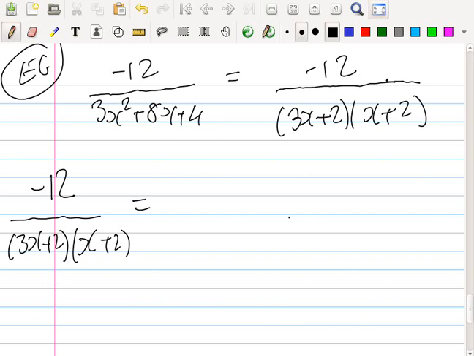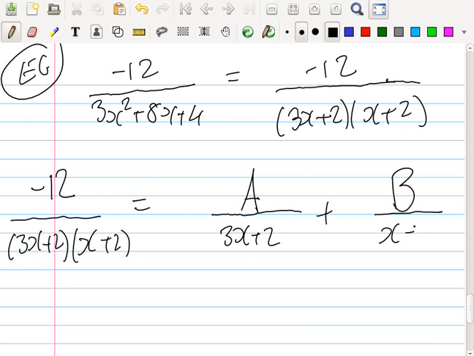That should equal, I'll make a lot of space here, some number we don't know over 3x plus 2 plus some other number we don't know over x plus 2. So our task now is to find out what the a and the b is. Okay? So we have to simplify this. Any ideas on what I could do to simplify this?